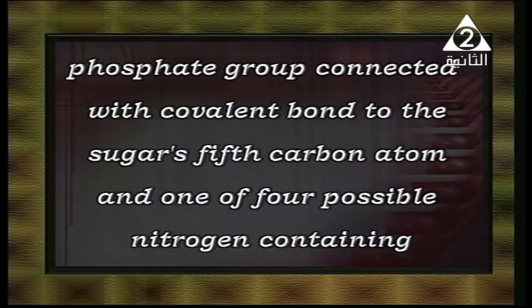Also, we have here a 5-carbon sugar, and a phosphate group connected with a covalent bond to the sugar's 5th carbon atom, and one of 4 possible nitrogenous bases. So we have here 3 parts: the deoxyribose sugar, which doesn't contain oxygen, the phosphate group, and after that, the nitrogenous base. And in the DNA, we have 4 types of nitrogenous base.